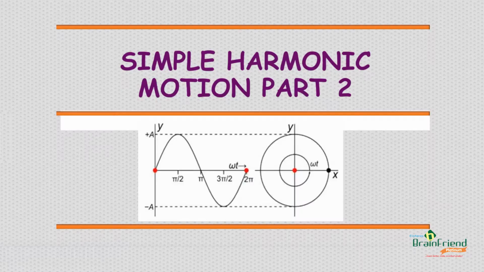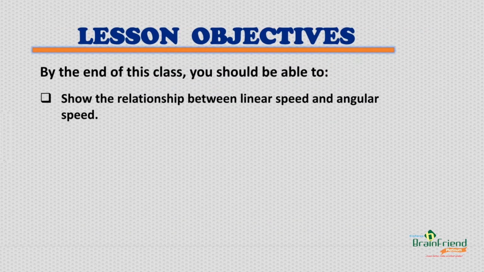Our topic today is Simple Harmonic Motion Part 2. Simple harmonic motion is simply a special type of periodic motion that has to do with the to and fro movement of objects along a straight line. Let's go on to see our objectives for this lesson. By the end of this class, you should be able to show the relationship between linear speed and angular speed.